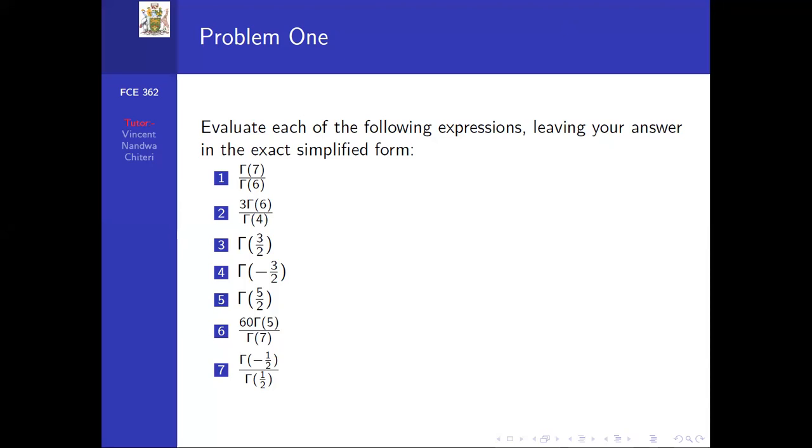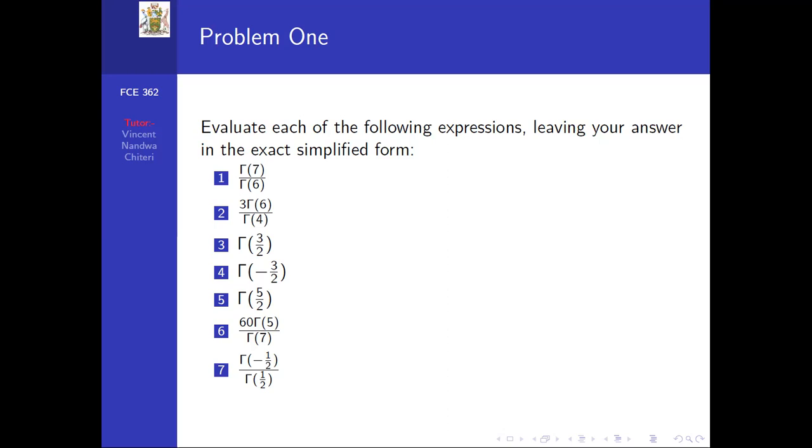Part 4 of question 1 is to find gamma of negative 3 over 2. Part 5, gamma of 5 over 2. Part 6, gamma of 5 over gamma of 7. And lastly, to find the value of gamma of negative a half divided by gamma of a half.